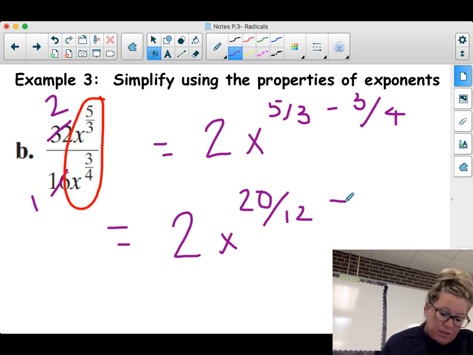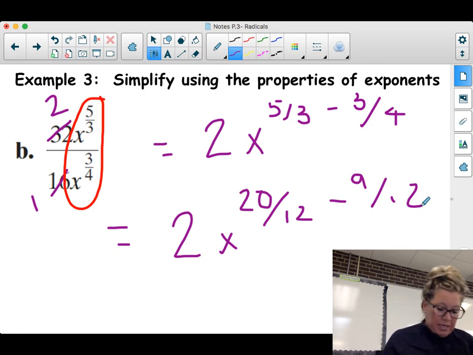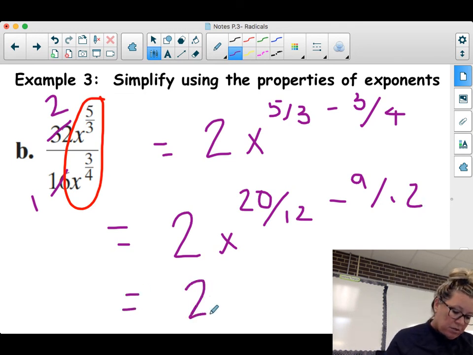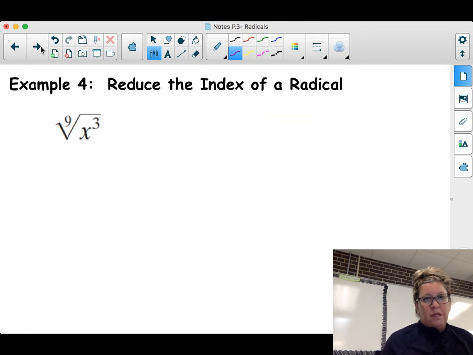So we're going to get 9/12. Now we're ready to go ahead and subtract those fractions. So 20/12 minus 9/12 is 11/12. All right, I'll stop there.